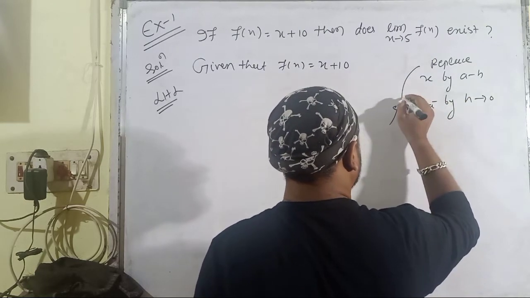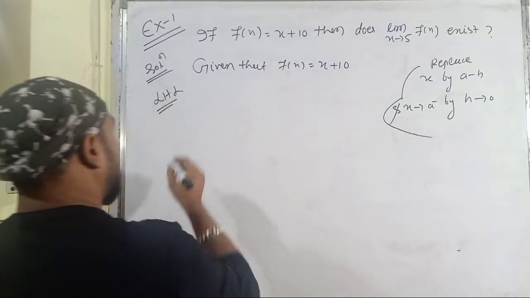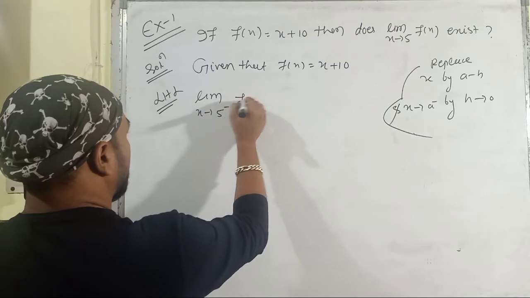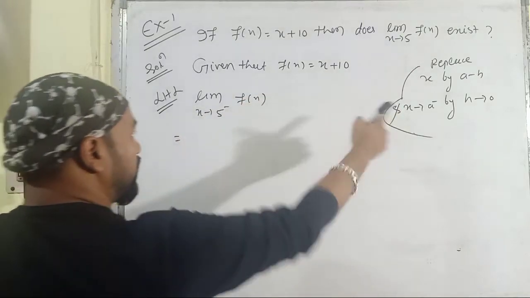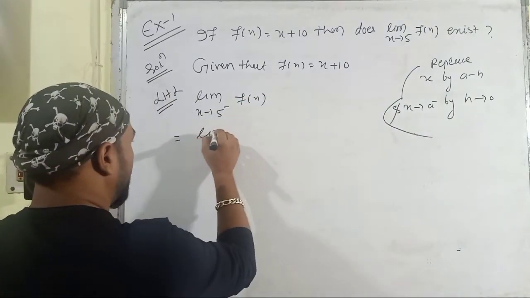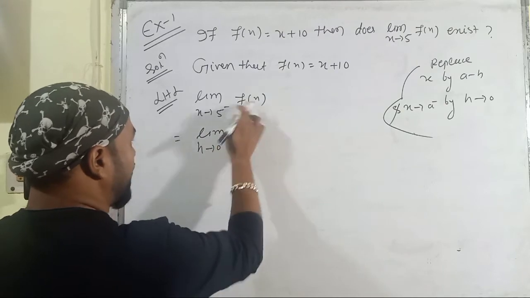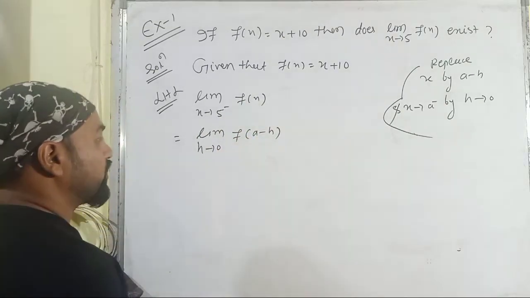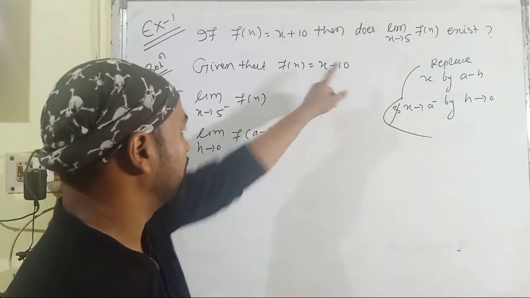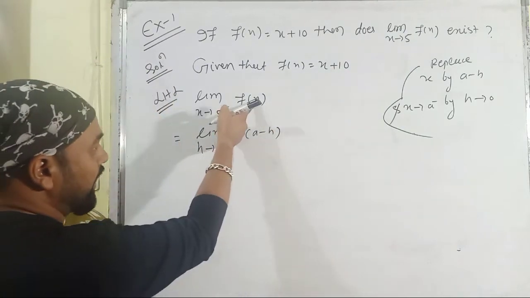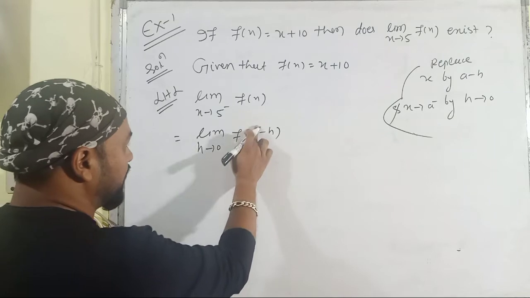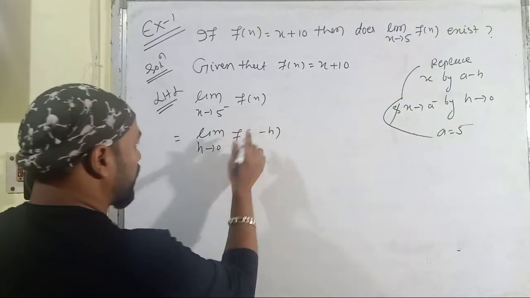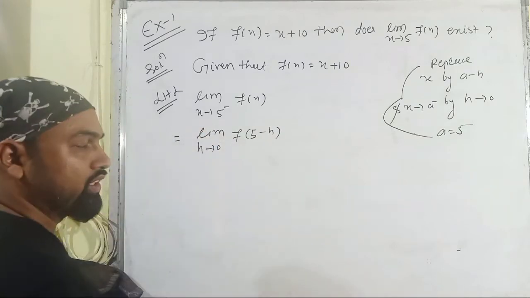So these are the replacements we have to use in the left hand limit. Limit x tends to 5 minus f of x: replacing x, we have to put f of a minus h. As the given function is x plus 10, we have to replace x by a minus h. That means here the value of a is 5, so we replace it by 5 minus h.